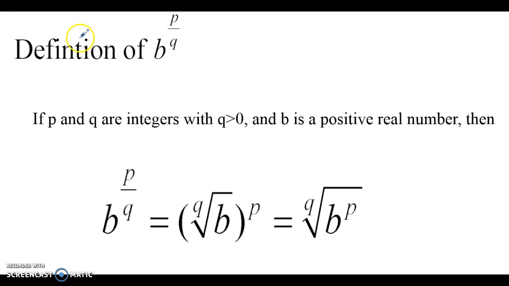So here is the definition of b to any fraction where p and q are integers, with q being greater than 0, because you can never have a 0 in the denominator of a fraction. B is a positive real number. Then b to the p over q is the q root of b to the power of p, or the q root of b inside to the power of p. So it doesn't matter if we do the cube root, or any root, first and then do p, or we do b to the p first and then take the root of that. I know it's wordy, it's letters. Let's do an example and practice from there.